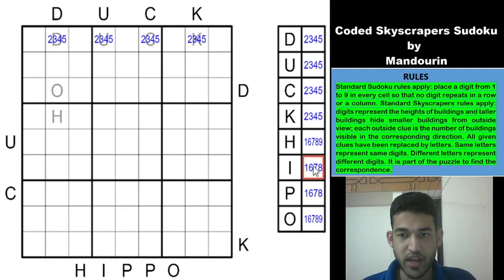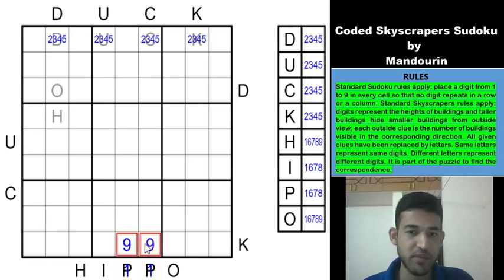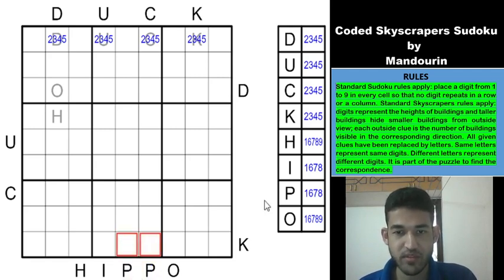So can I or P be 1? Normally 1 and 9 have lots of restrictions, so I'm looking to eliminate 1 or 9. Let us see if P can take a 1. If P is 1, then to see only one building, both of these digits will be 9. This is clearly not possible. So P is not a 1. That's good. So let us eliminate 1 from P.